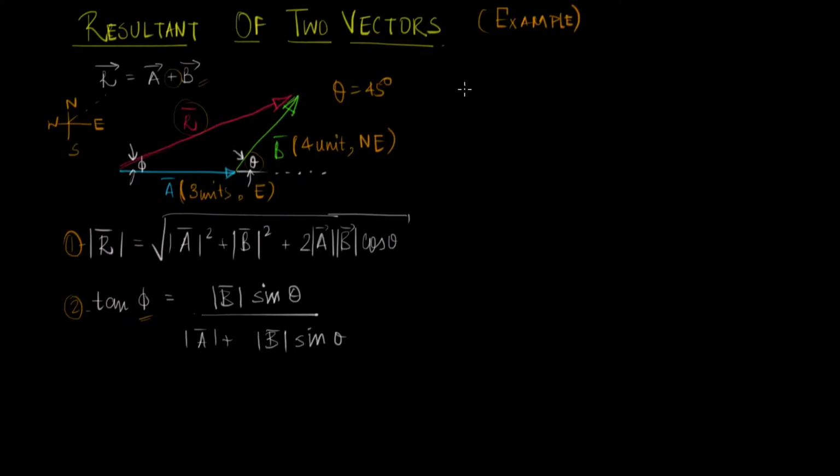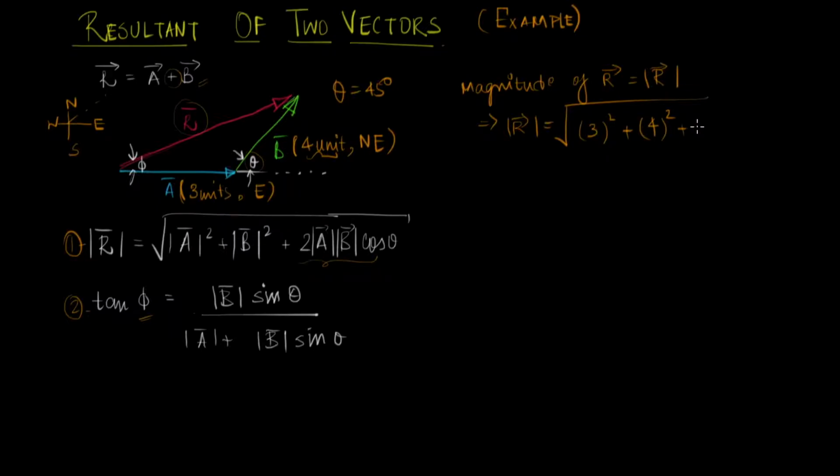So if we want to evaluate the magnitude of the R vector, it should be equal to the root of the magnitude of A squared. A is 3 units, therefore 3 squared, which is 9. I'm just going to write it as 3 squared. We add to that the magnitude of B squared, and B is 4, so that would be 4 squared. And we add this mixed term, which is 2 times the magnitude of A times the magnitude of B times the cosine of 45 degrees.